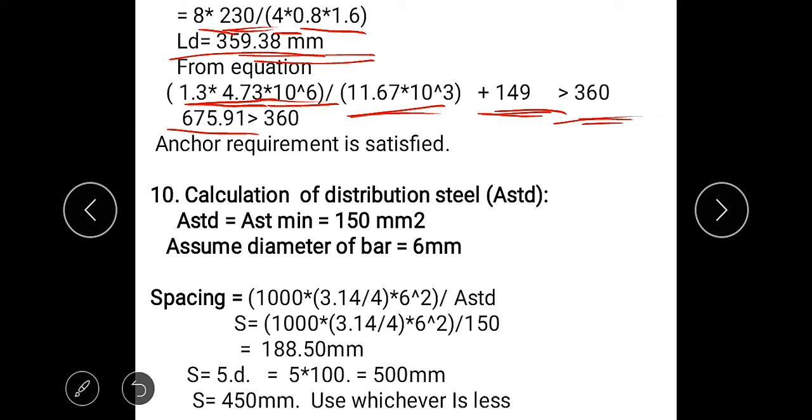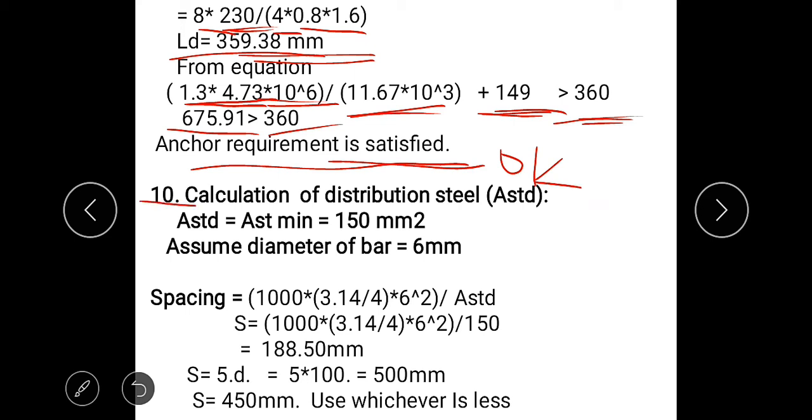So 675.91 is greater than 360. This value is greater than 360, so the anchor requirement is satisfied, which means our development length is satisfied. Okay, so we provided this depth and shear force, all is okay.